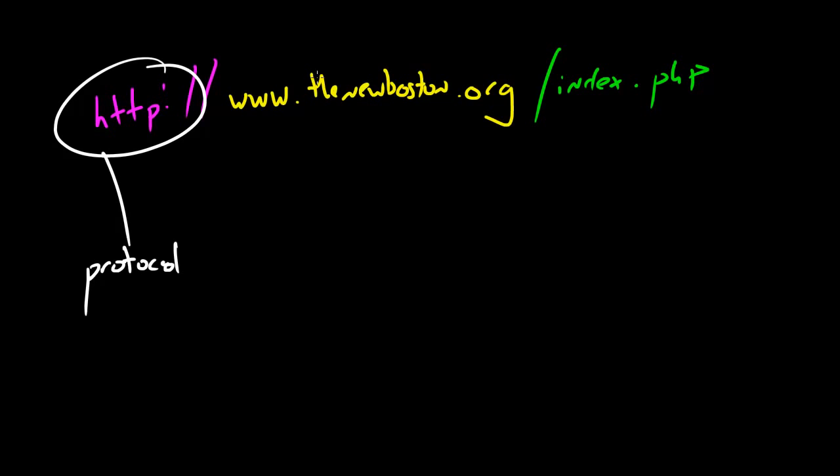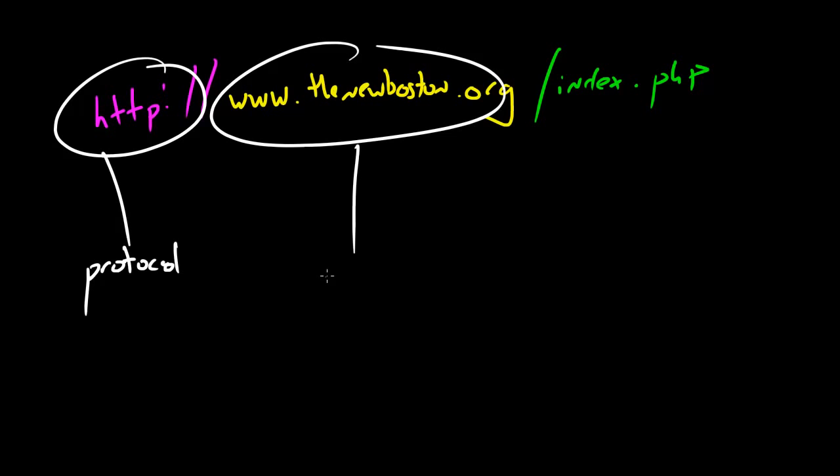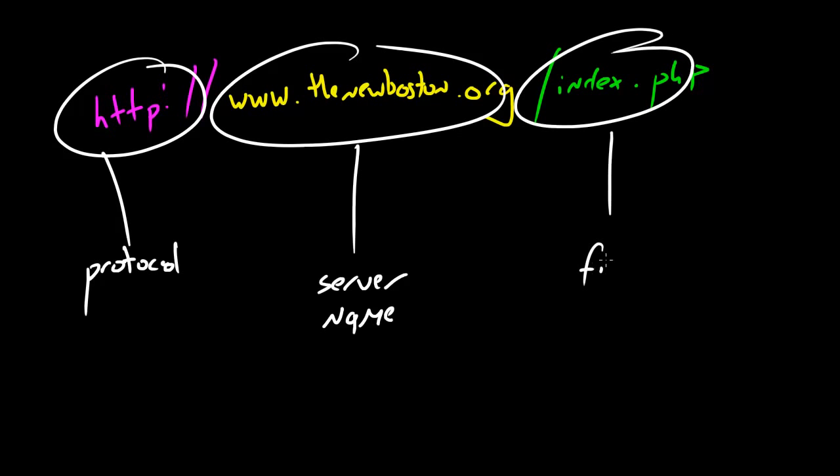This right here, www.thenewboston.org, is actually the name of your server, because remember, a server is just a special computer. So whenever you want to ask for a file, which is this part right here, from a computer that's somewhere out in the world, you need to know the address of the computer, because you don't want to ask random computers for files, only a specific computer. So this of course is the file.